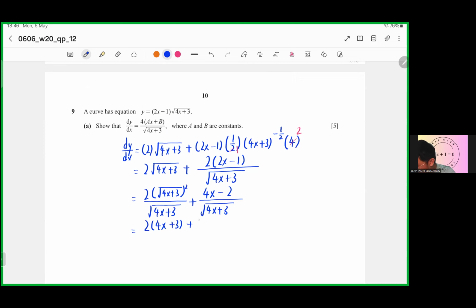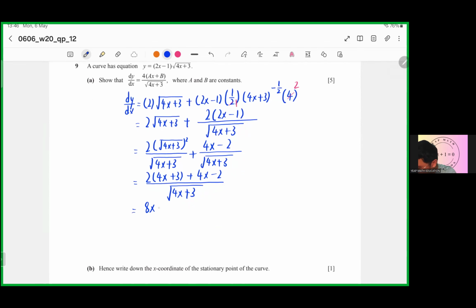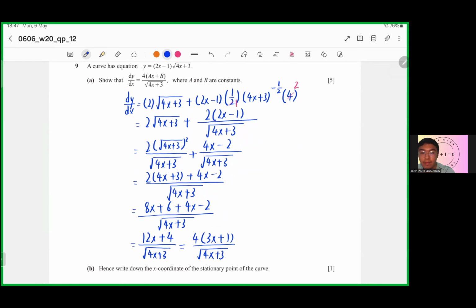And then plus 4x minus 2 over 4x plus 3. After that, we can start to multiply: 8x plus 6 plus 4x minus 2. We get 12x plus 4 over this. And then we need to factorize. The common number is 4, so 3x plus 1 over this square root of 4x plus 3.